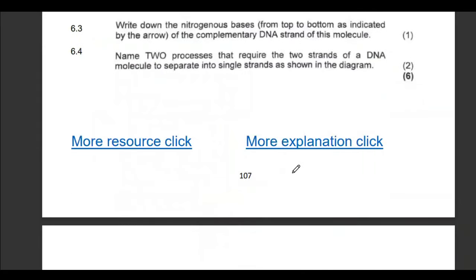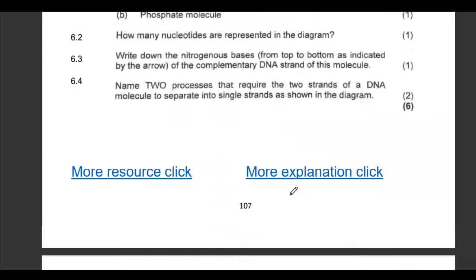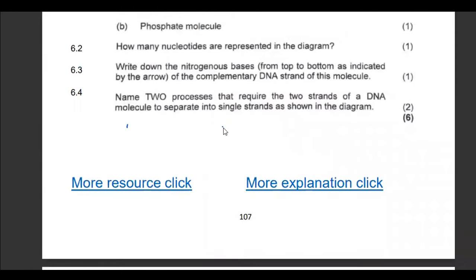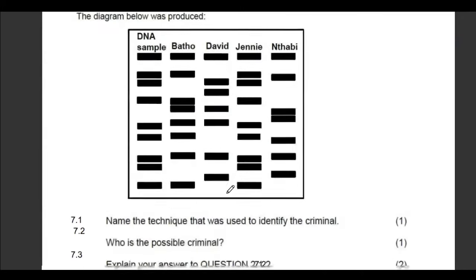Name 2 processes that require the strands of the DNA molecule to separate into single strands as shown in the diagram. Which processes? We only find this in DNA replication, and also when there is transcription. Remember, here you form 2 separate strands, and each strand is acting as a template. While here you form 2 separate strands, but only one strand will act as a template. So these are the 2 processes which make the DNA molecule open.